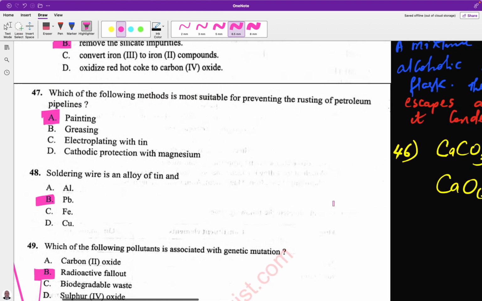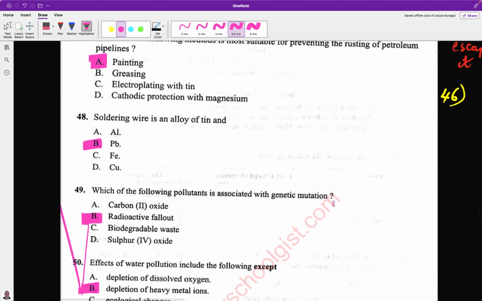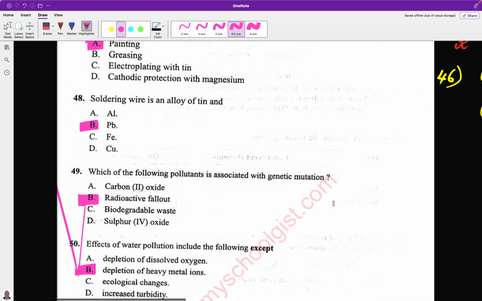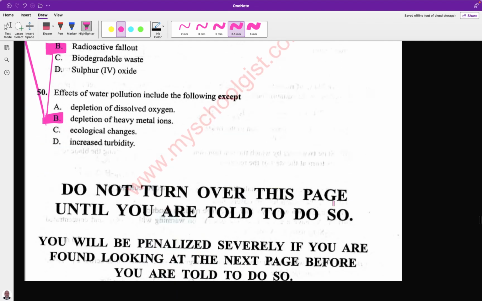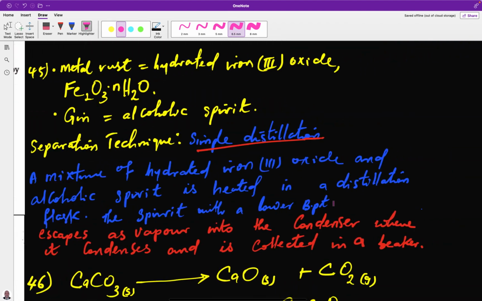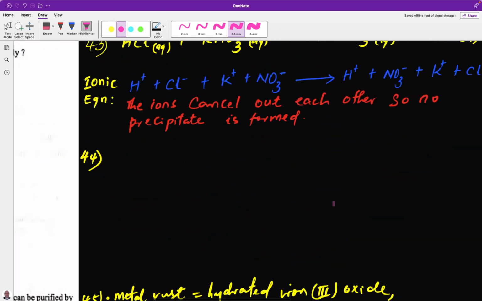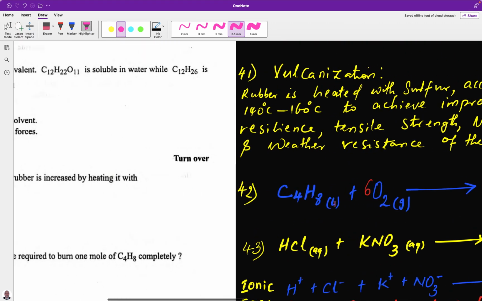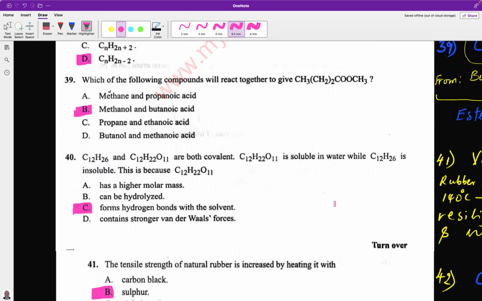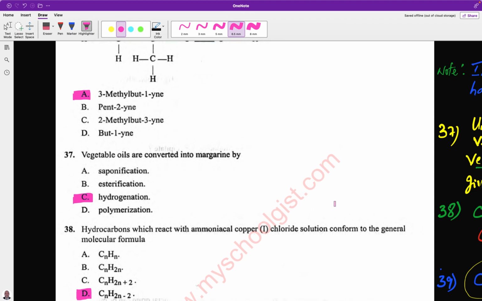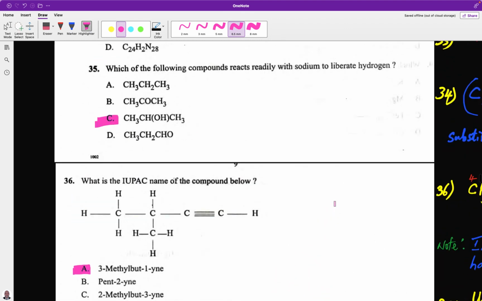So our answer here is, for 49 we had B, and for 50 we had B. So thank you. We have come to the end of our class discussion today for our paper for the West African Examination Council, especially the West African Senior School Certificate Exam, Chemistry Paper 2. So this is the end of our discussion today.